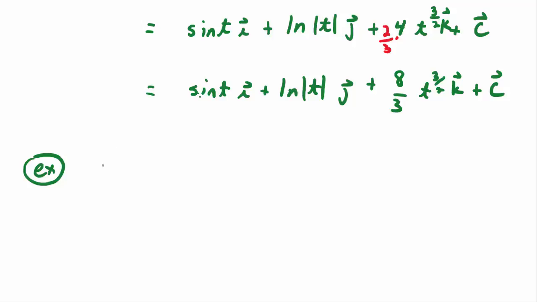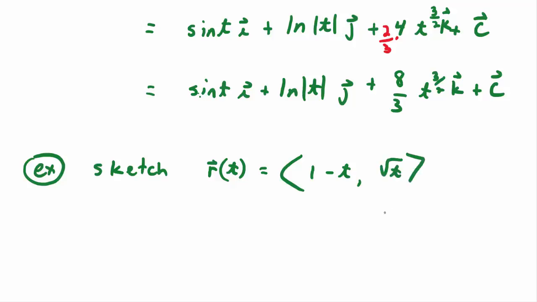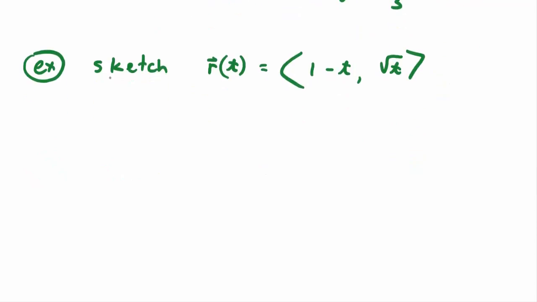Let's sketch the vector valued function r of t equals 1 minus t, square root of t. So going back to component form, you have to be able to switch between component form and ij form. In this case, ij form. I want to sketch this vector valued function for part A. Oh, okay, we know how to do that. Make a little table with t, x, and y, right?